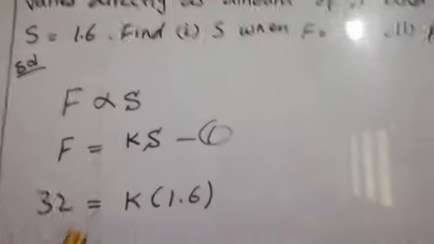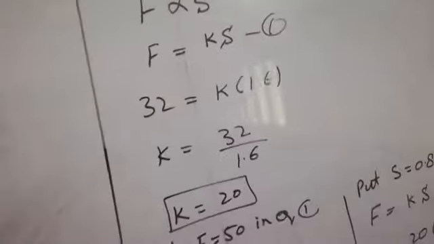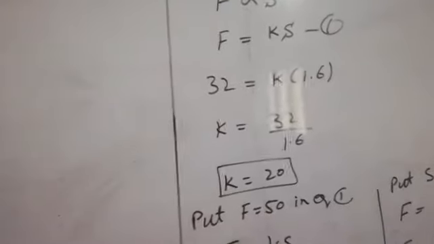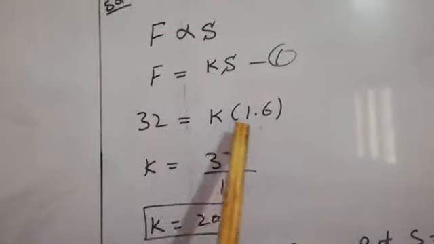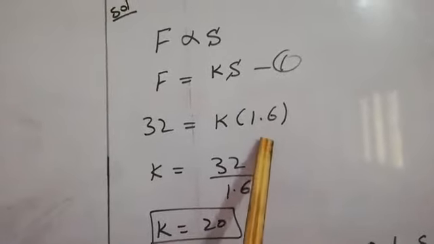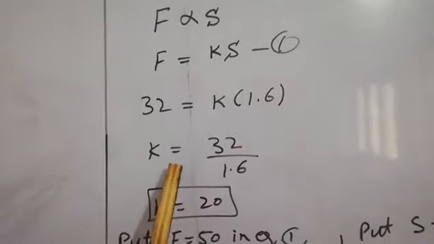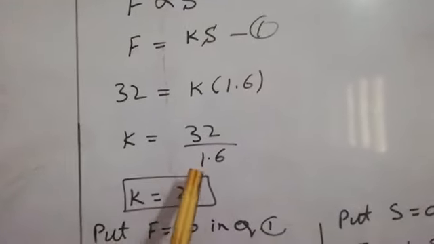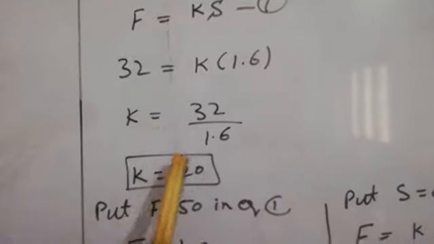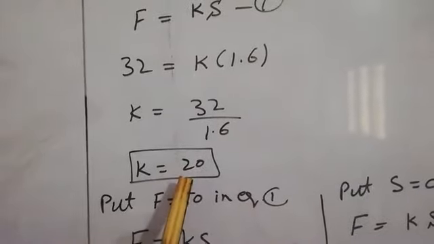Now we will put the values. If F is 32 and S is 1.6, what is the value of K? For this, my dear students, we will put the values: F is 32, K S is 1.6. So divide the equation by 1.6 on both sides. We will find the value of K, which is 32 by 1.6, and after division we get the value of K is equal to 20.